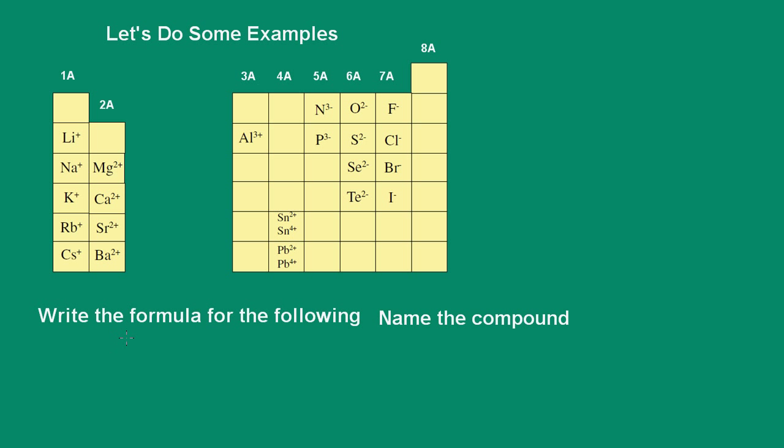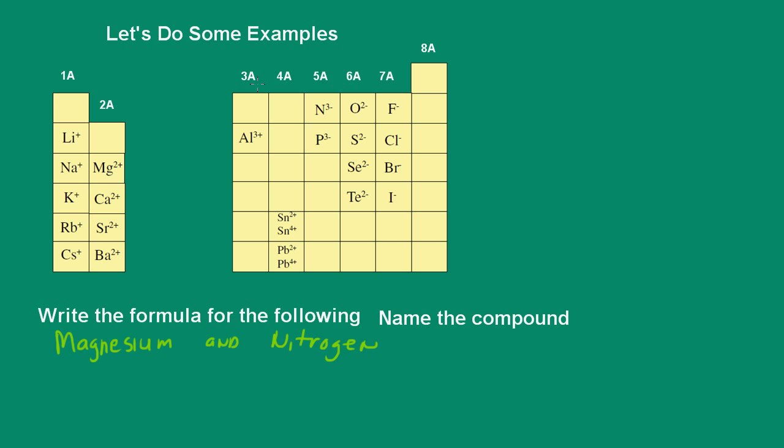Here, we're going to write the formulas for some combinations of ions, and then we're going to name the compound. So let's go ahead and look at the combination of magnesium and nitrogen. What we want to do is write the formula and then name the ionic compound that is formed from the elements magnesium and nitrogen.